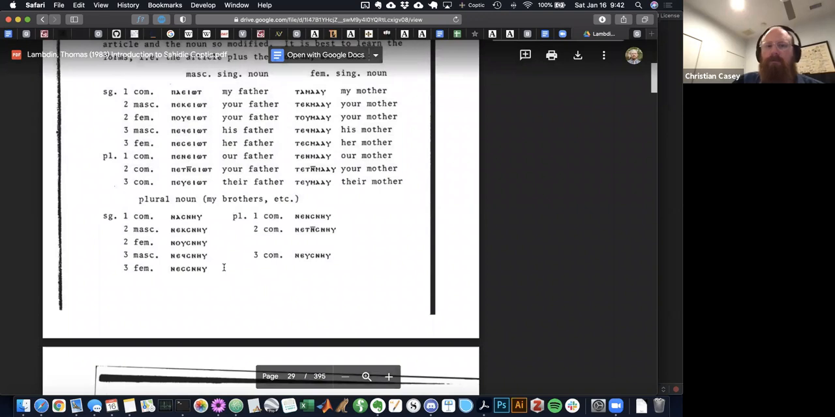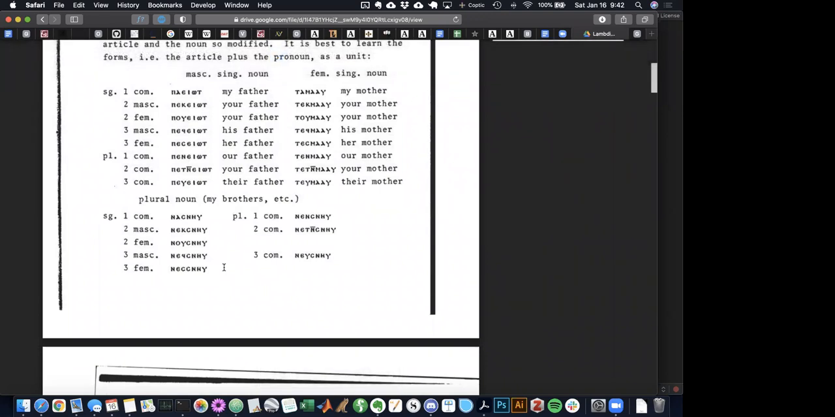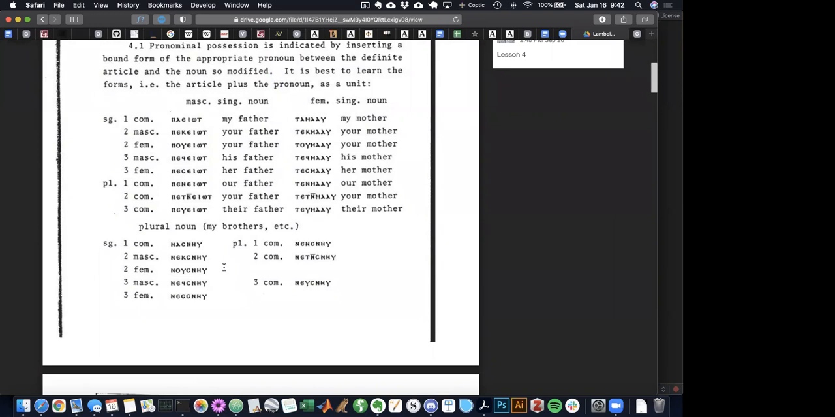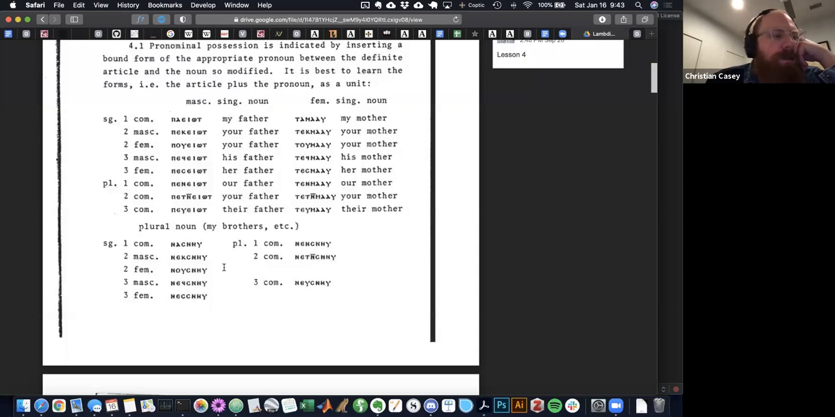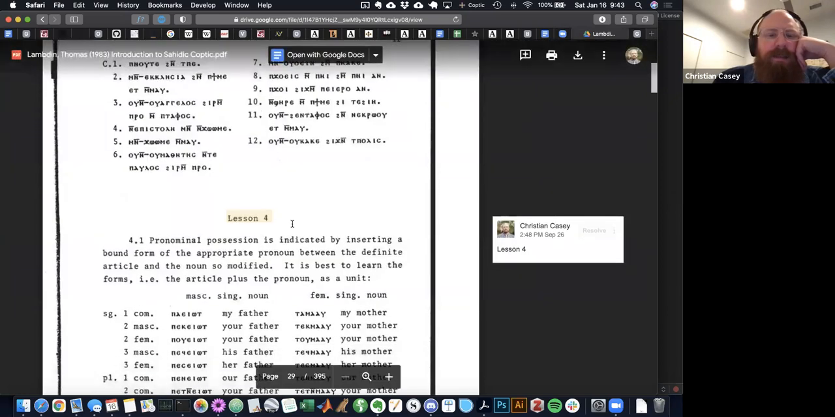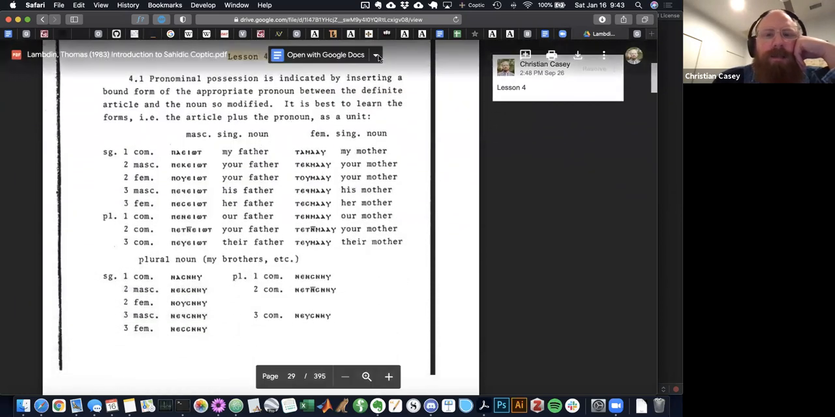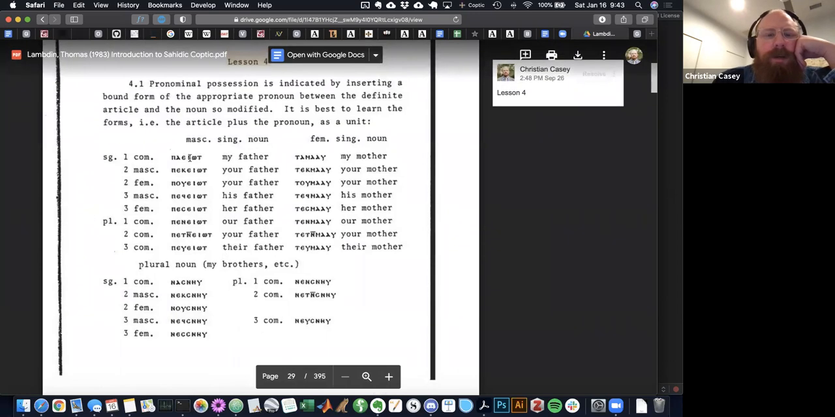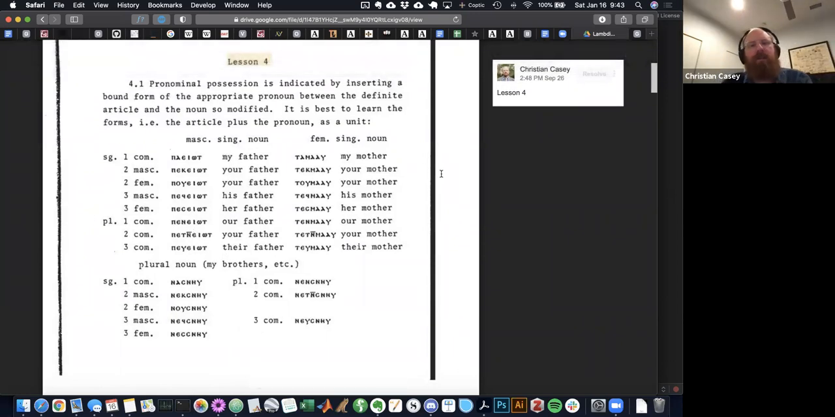Yes. So at the top of this section, it says it is best to learn the forms as a unit. Is that just based on Lambda's history as a teacher, or is there some deeper syntactical or morphological reason why you should think of them as a unit instead of article plus pronoun? I can't say for sure what Lambda was thinking, but I have a guess. My guess is that at this stage in lesson 4, he's not in the mood to explain the background of each one of these things just yet.